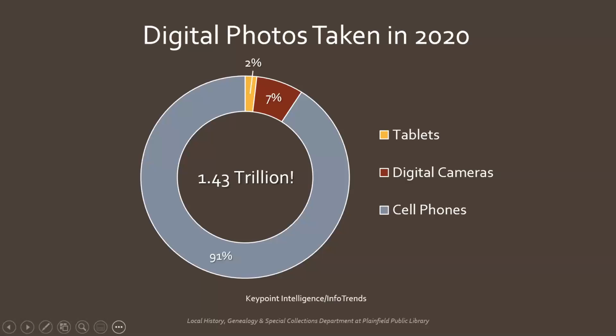Now, before we get into that, I just want to share some statistics about digital photography. This pie chart shows that of the 1.43 trillion digital photos taken worldwide in 2020, 91% of those photos were taken with cell phones. Only a very small amount with digital cameras and even less with tablets. The reason for this is sort of obvious. Almost everyone has a cell phone. They're usually with us at all times, and all cell phones, not just smartphones, take pictures. That's a lot of born digital photos that need our attention.